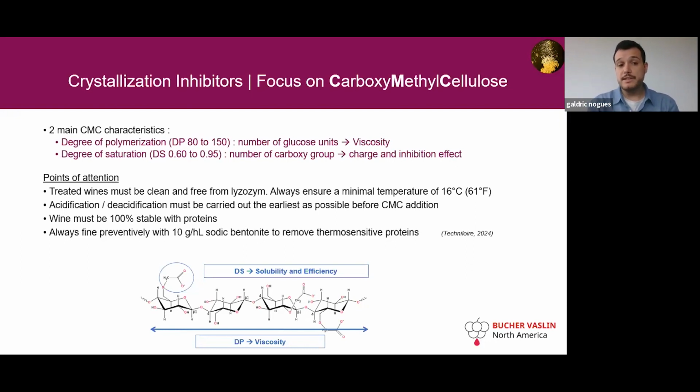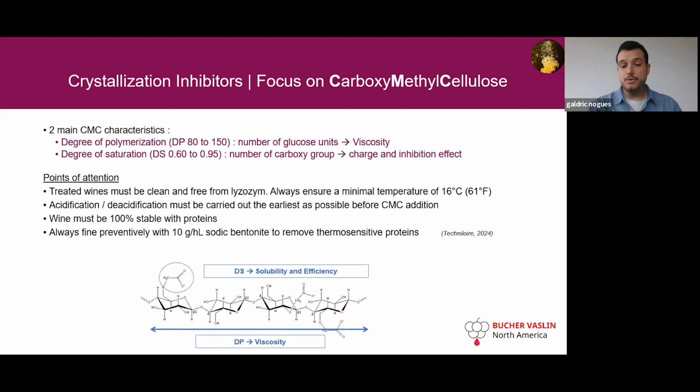Of course, acidification or deacidification operations must be carried out as early as possible before the CMC addition, because if you go too close to the CMC addition, you can have a breakdown as well with the CMC. And the wines must be 100% stable with proteins before the use of CMC. So if you have instability of tartaric and instability of proteins, fix the protein first, and then you deal with the tartaric acid.